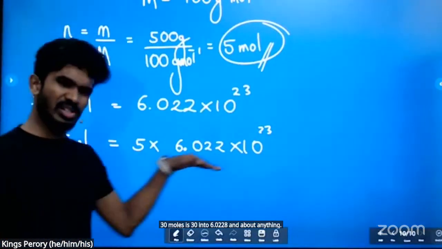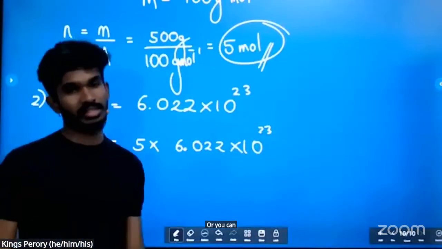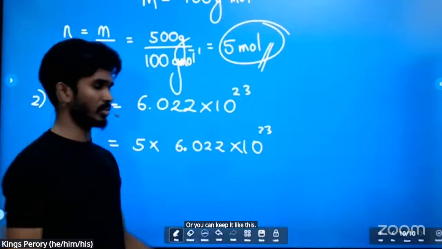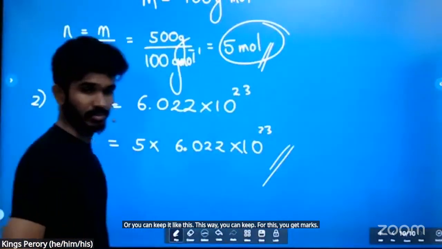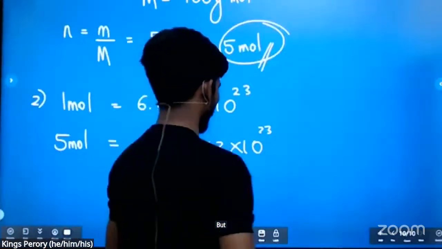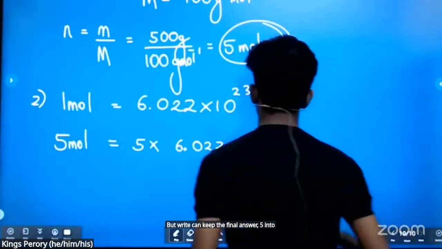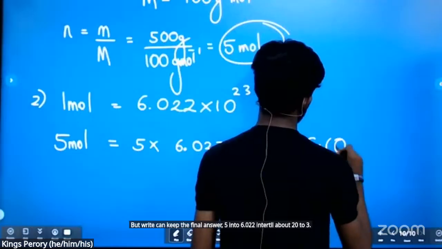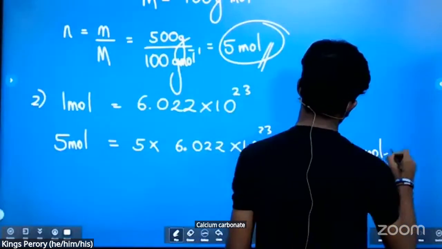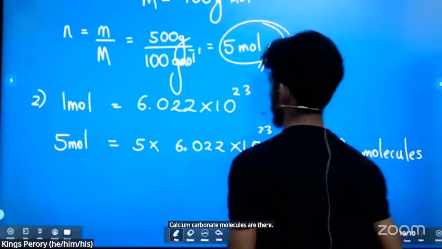If you want, you can solve it, or you can keep it like this. For this, you get marks. Keep the final answer as 5 into 6.022 into 10 to the power 23 calcium carbonate molecules. This many molecules. Or if you want, you can solve it.